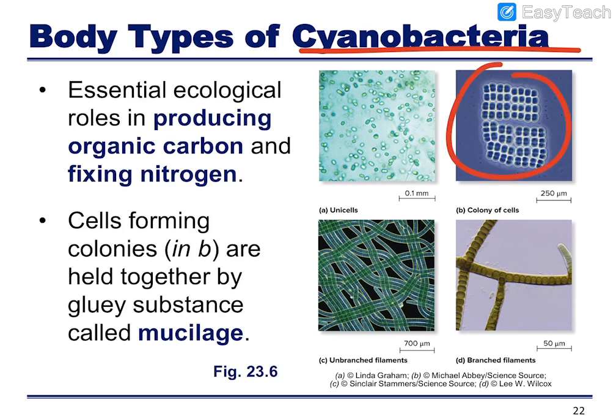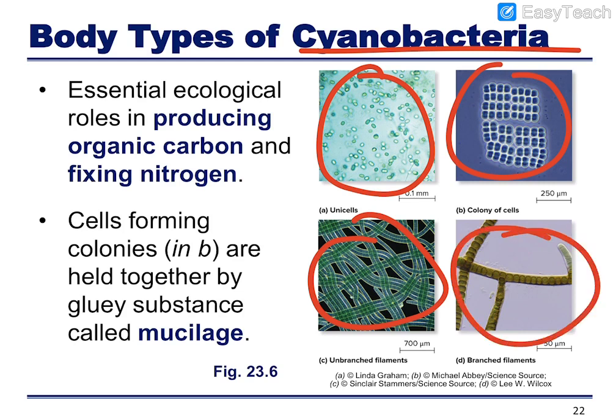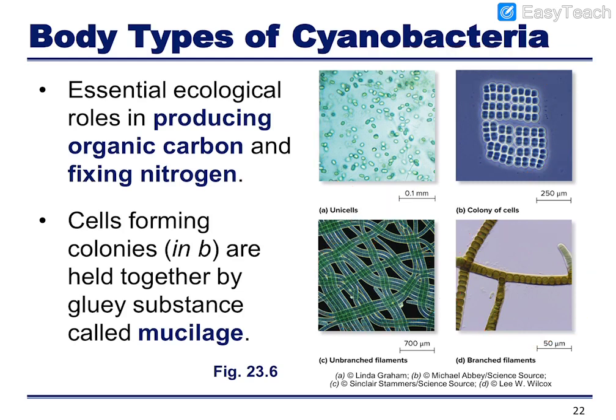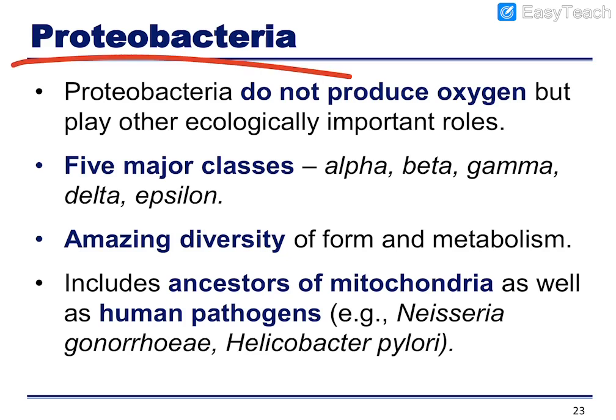So of course there's different types of cyanobacteria, and this is what they look like in colonies. This is what unicellular cyanobacteria looks like. They can also be seen in unbranched filaments as well as branched filaments. Like we were just talking about, they played an essential ecological role in producing carbon and nitrogen, as well as oxygen. So what about proteobacteria?